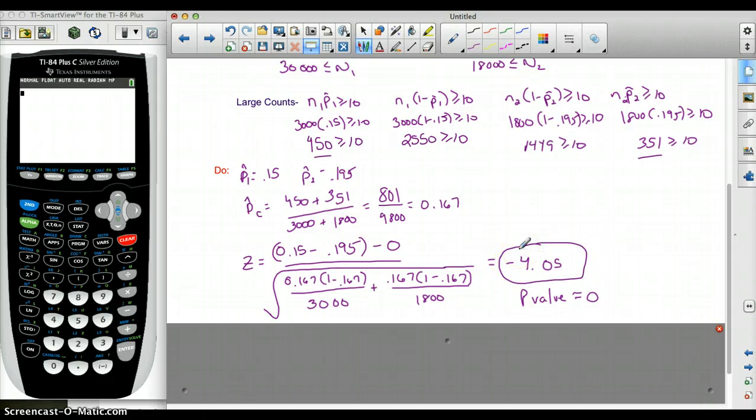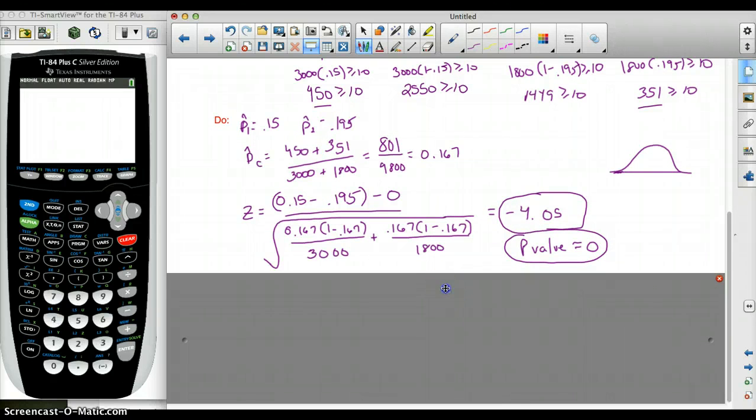4.05. Now remember, if you go into your table, that's not going to end up being in your table, because it's a really low number, right? We're having our curve, and negative 4.05 is really not even going to be seen, so our p-value is essentially 0.